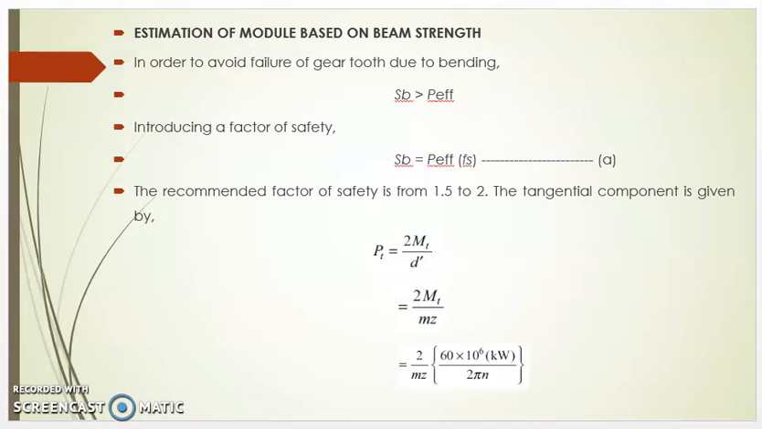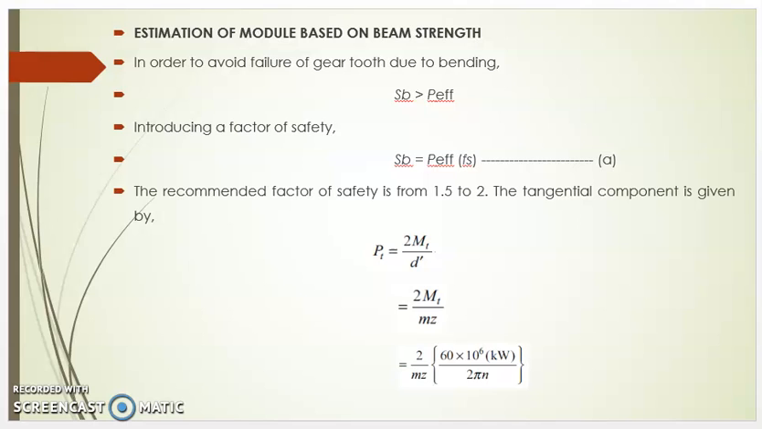We know that in order to avoid failure of gear tooth due to bending, beam strength should be greater than effective force. Therefore, SB should be greater than P effective. Therefore, introducing a factor of safety, SB is equal to P effective into factor of safety. Consider this as equation A. The recommended factor of safety is from 1.5 to 2.